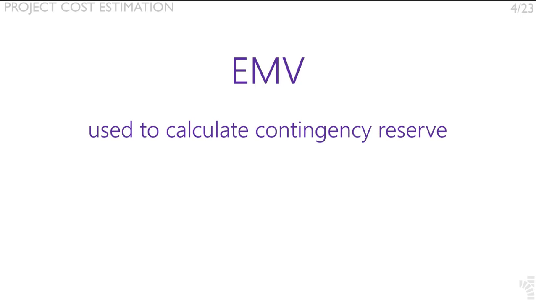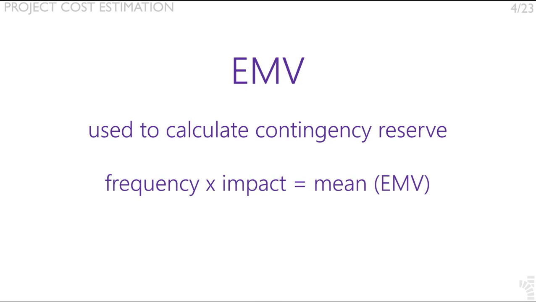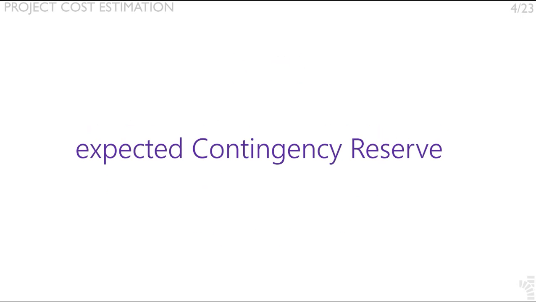Determining contingency reserve with EMV. Expected monetary value, EMV, is a methodology to calculate contingency reserve by calculating means. You simply multiply the probability or frequency of a particular risk times its average severity or impact. An EMV is calculated for each individual risk on the risk register, and then they are all summed up together. The sum represents the expected contingency reserve.